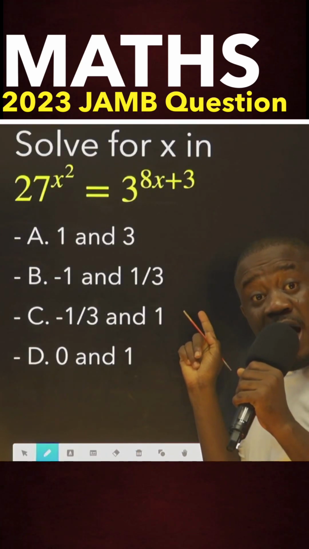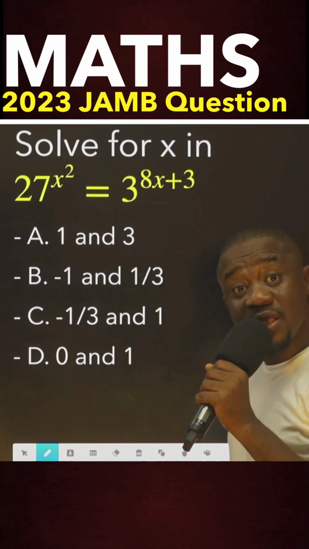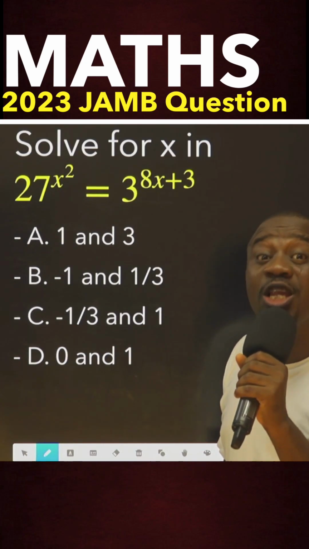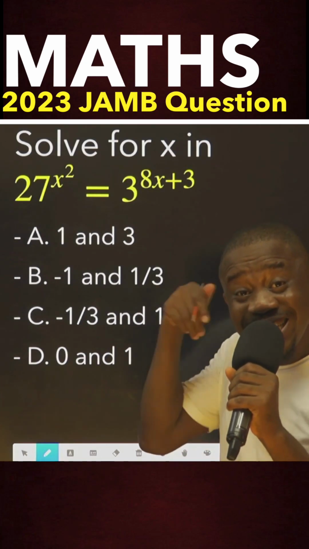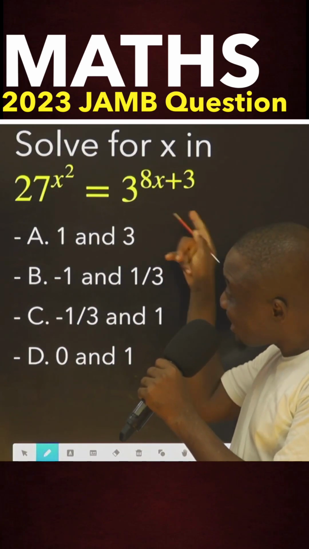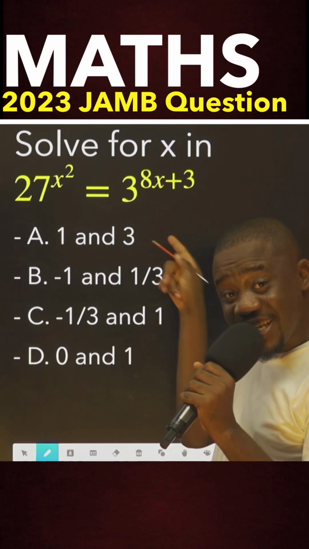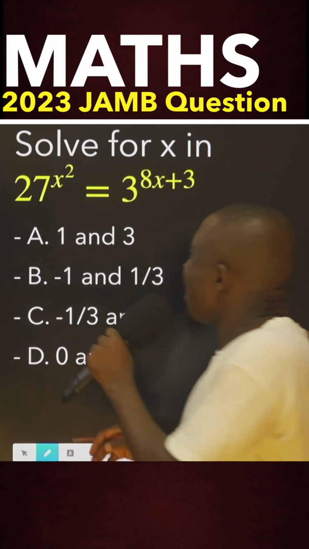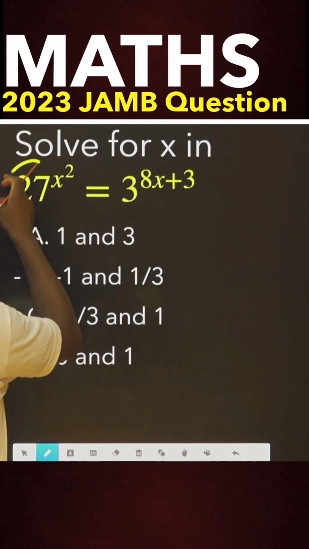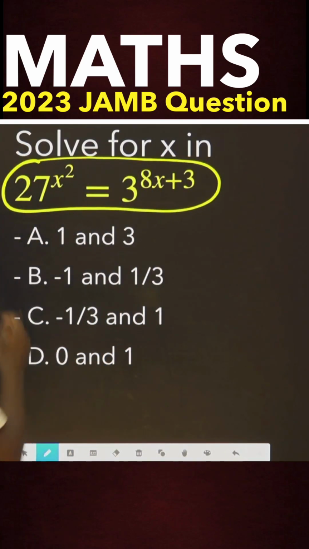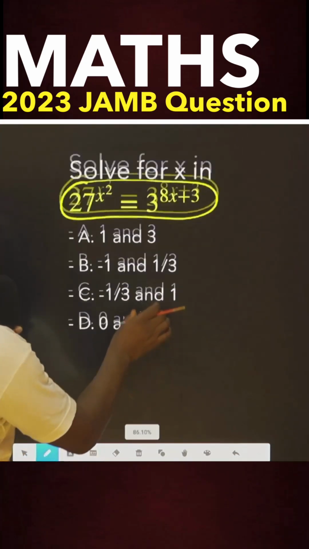JAMB question, and it's like you are confused. Looking at this like this. Where have you been? I've done a lot of indices questions in this channel. Now, this is a question from last year, 2023 JAMB. As you can see, this is an exponential equation. We are asked to solve for x.